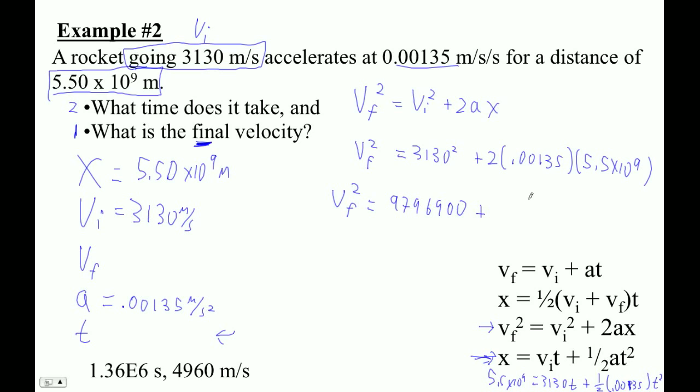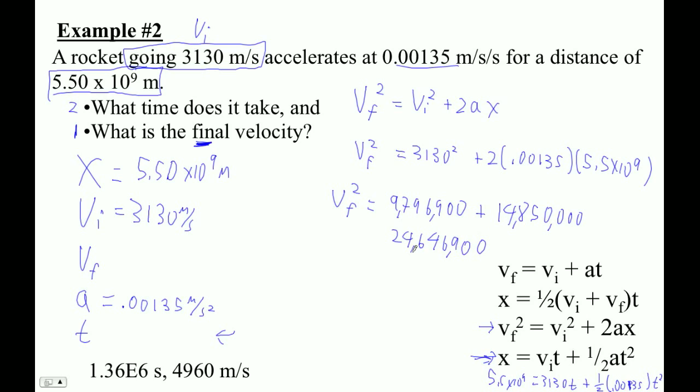So then we get 2 times 0.00135 times 5.5 times 10 to the 9th. Oh, no, that's not going to work because it's the other calculator. Okay, there we go. We get 148,500,000. So that's a lot. I'm going to add it to my previous answer, and that becomes 158,296,900.